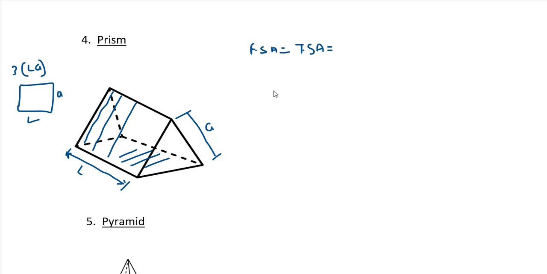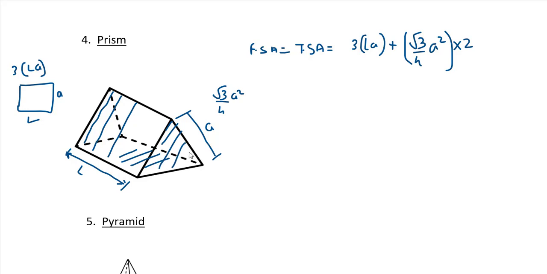For the triangular shape, the area of an equilateral triangle is given by root 3 by 4 into the square of the side, which is A square. So the total surface area of a triangular prism will be the area of the rectangles, which is 3 times L into A, plus the area of the triangular portion, which is root 3 by 4 A square, and we'll have to multiply this by 2 because we have one triangle at the front and another at the back. You can cancel this out and simplify it further. The basic idea is you have to know the area of the polygon. If you know the area of the polygon, you can easily arrive at the total surface area of the prism.